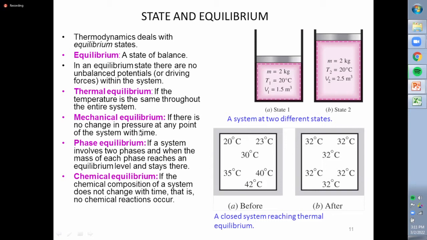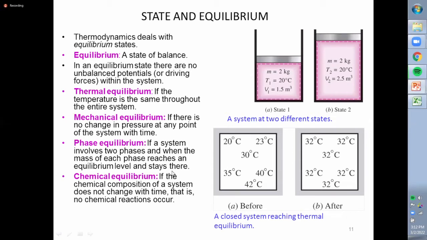Last one is called chemical equilibrium. What is chemical equilibrium? If the chemical composition of a system does not change with time, that is, no chemical reaction occurs, then obviously that type of equilibrium is generally called chemical equilibrium. What is an example? An iron rod, suppose in a container where there is a water bath, and that water bath is open to atmosphere. Then after some period of time, obviously oxidation will start and corrosion will come into the picture. That means a chemical reaction happens. That means the particular system is not in chemical equilibrium.